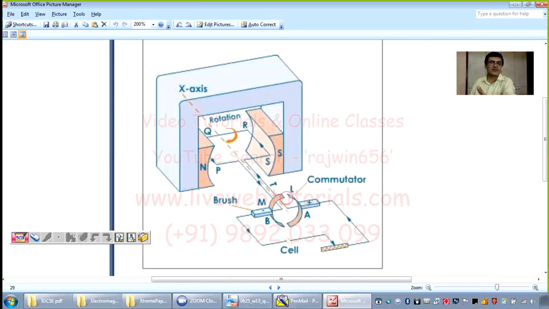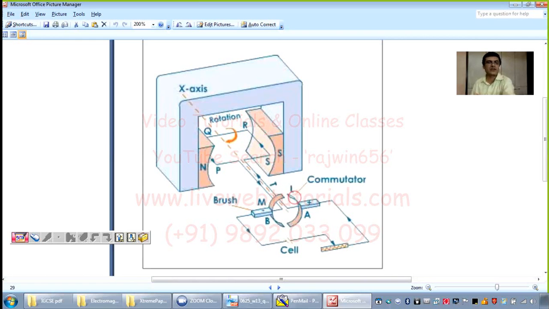Once the coil becomes vertical, you can see here these are the split rings. The coil has become exactly vertical, now there is no contact, so there is no current. But because the coil is forced up to this point in the vertical direction, there is inertia of motion. Because of that inertia of motion, the coil moves ahead.